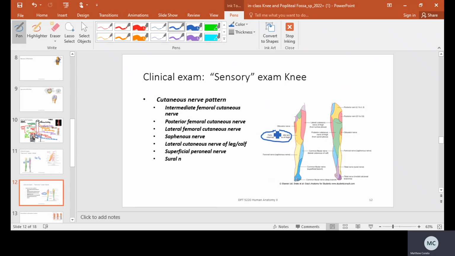Because if you think about it, you flip back to the previous slide, it kind of hits L2 and it kind of hits L3. That's pretty convenient because it comes from L2 and L3.